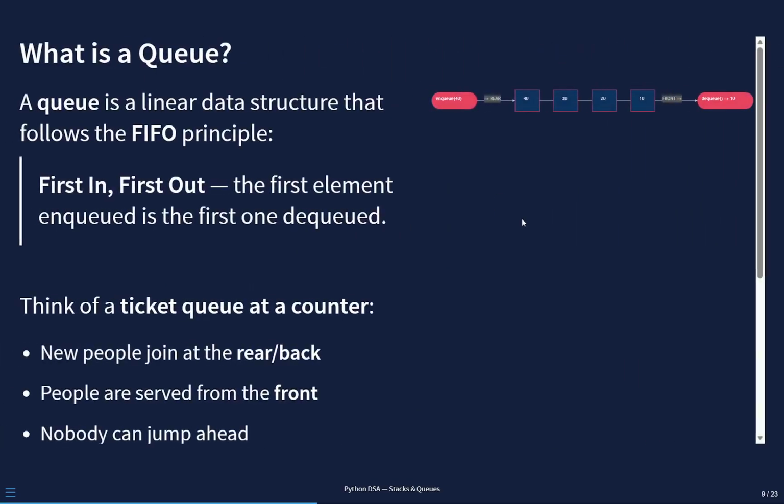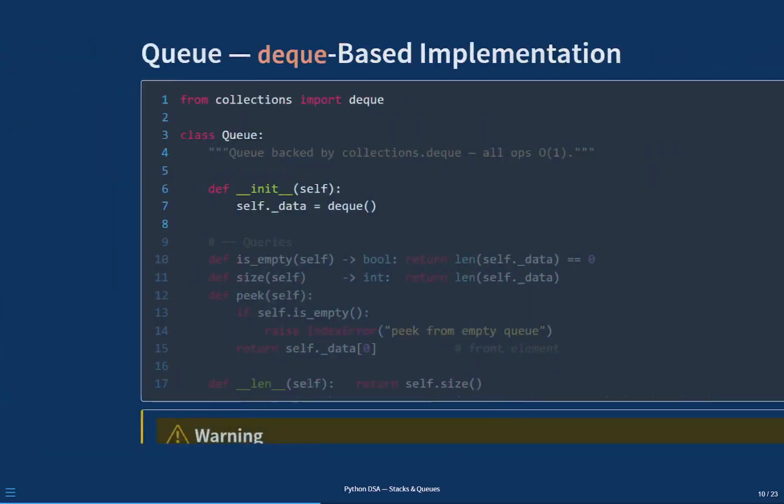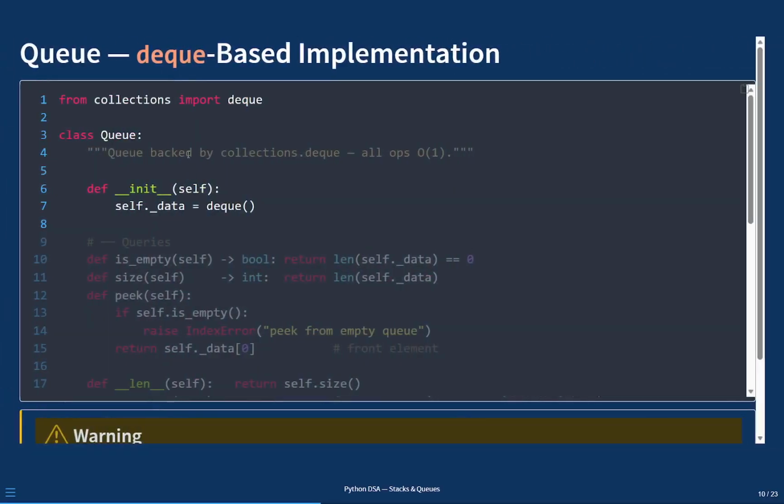Notice, for a queue to have O(1) dequeue, you need efficient removal from the front. A plain Python list doesn't give you that. list.pop(0) is O(n), because it shifts every element. This is why we use collections.deque, which is a doubly linked list under the hood, giving us O(1) at both ends. Let's build the queue class, backed by collections.deque.